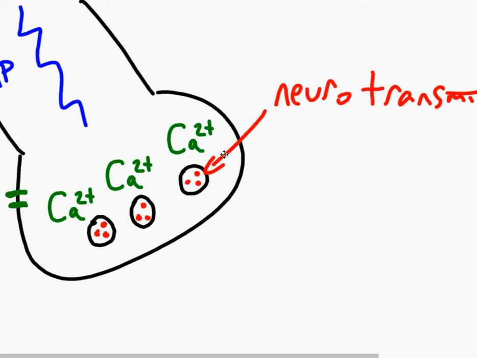We've talked about how materials are transported to the outside of the cell. Remember, Golgi body and all that sort of thing. So you can imagine these vesicles are coming from the Golgi.